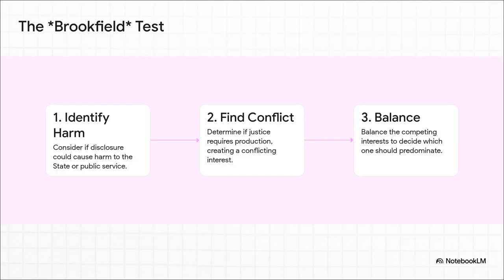Now, the modern way to do this comes from Brookfield versus State of Queensland. It gives you a really clear 3-step test. Step 1. What's the potential harm to the public service if this gets out? Step 2.